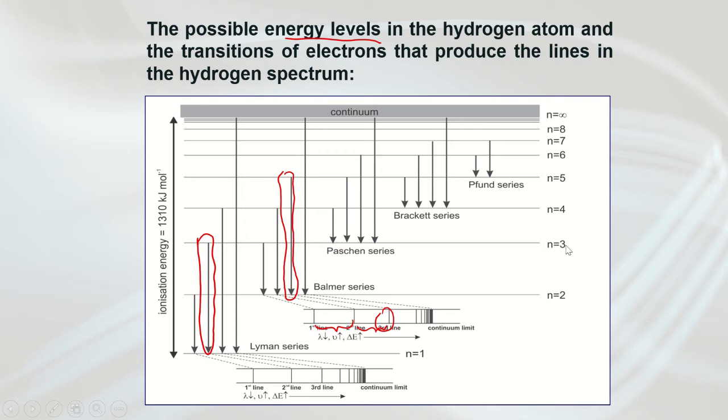As for the Paschen series, its ground state is n equal to 3, Brackett series n equal to 4, and Pfund series n equal to 5. So the difference between these emission series is just their ground state.